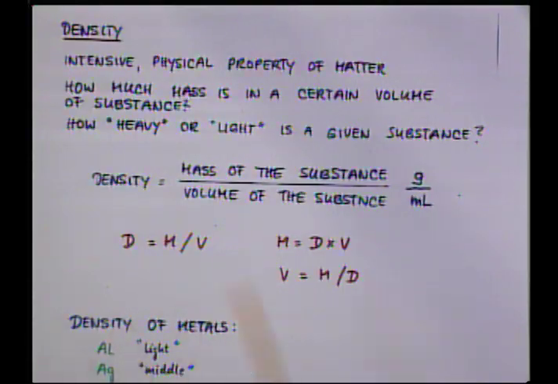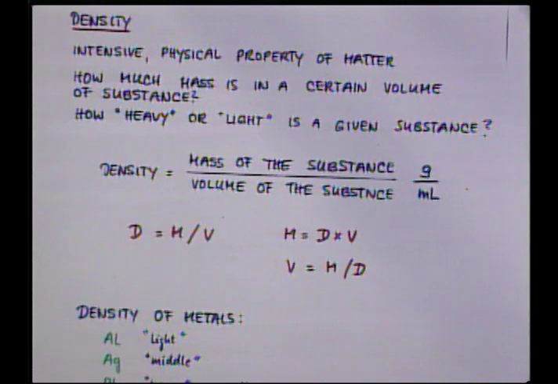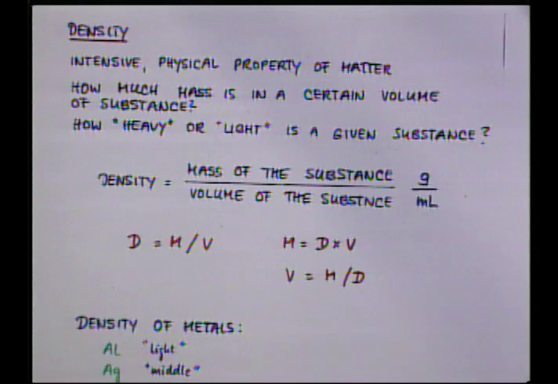Now let's define what density is. Density is a very important property, physical property of matter. It means the compactness of matter. How much matter do I have in a certain given area or space? Rather space, volume we should say. So it's actually mass over volume. How much mass is in a certain volume of substance? So some material is a little tighter packed, some material is a little looser packed.